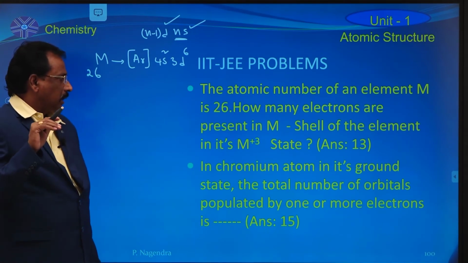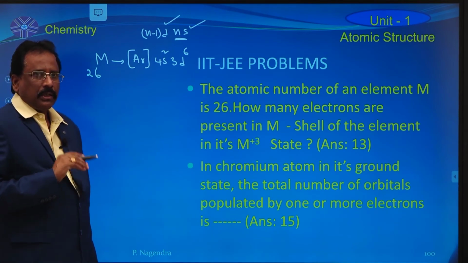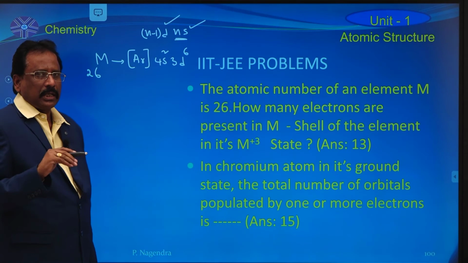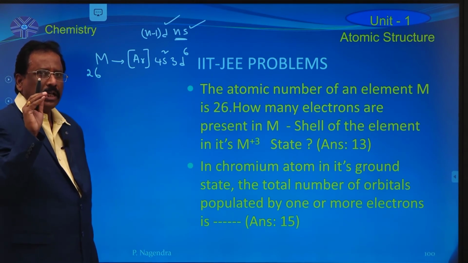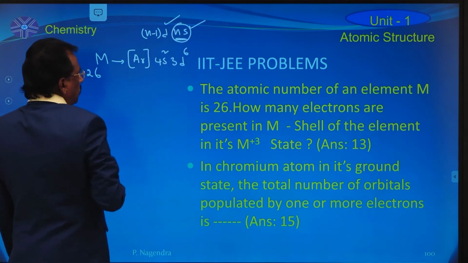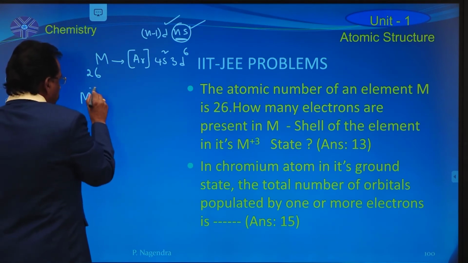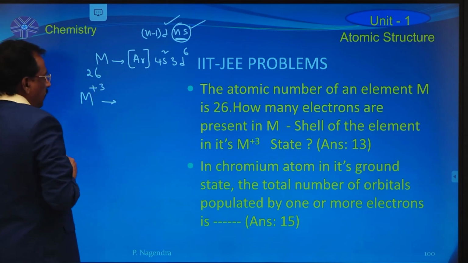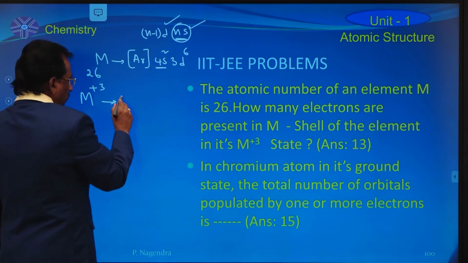D block elements are known as transition metals. Metals always possess positive charge. They always lose their outermost electrons. So if you want to remove electrons from any d block metal, first remove the electrons from the outermost orbital. Now this is the outermost orbital. Please remember that. That's why here the charge is +3, indicating this element loses 3 electrons. First remove the electrons from 4s.